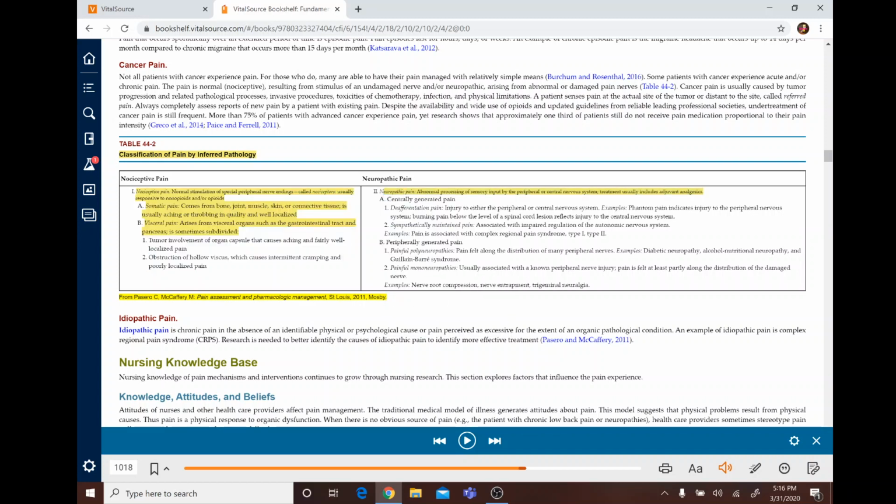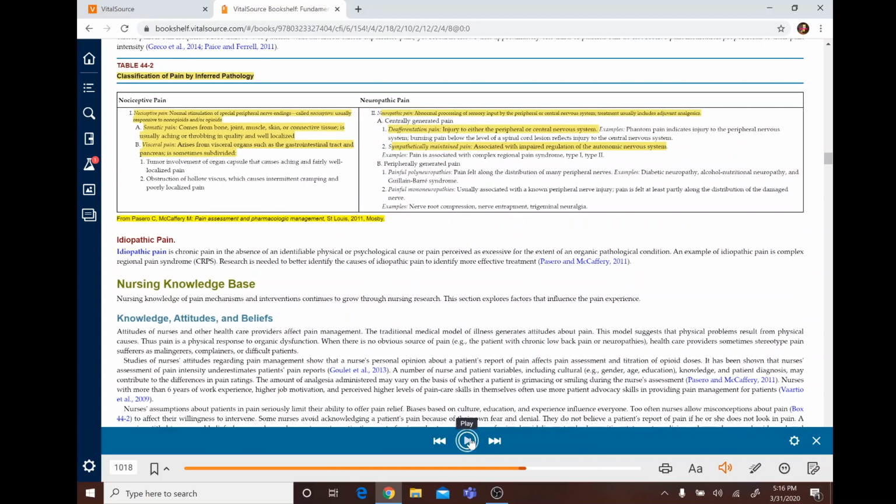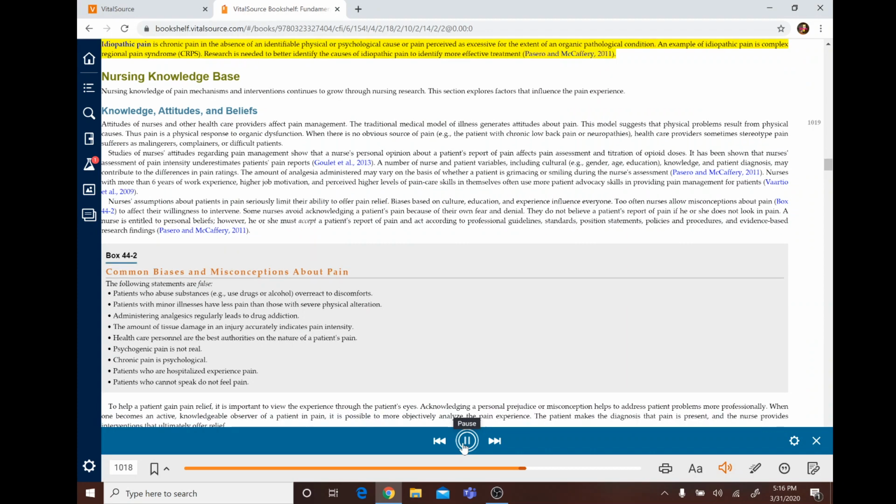So you got deafferentation pain, peripheral and central nervous system, sympathetically maintained pain is associated with impaired nervous system, and you have these two as well. So, can I talk about that later? From Paice C., McCaffery M., Pain Assessment and Pharmacologic Management, St. Louis, 2011, Mosby. Idiopathic pain.